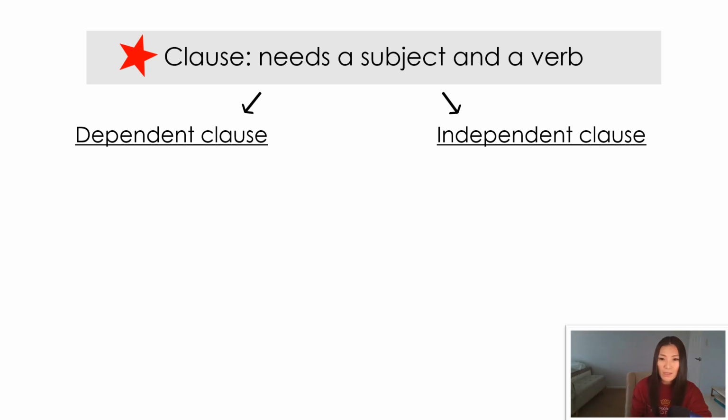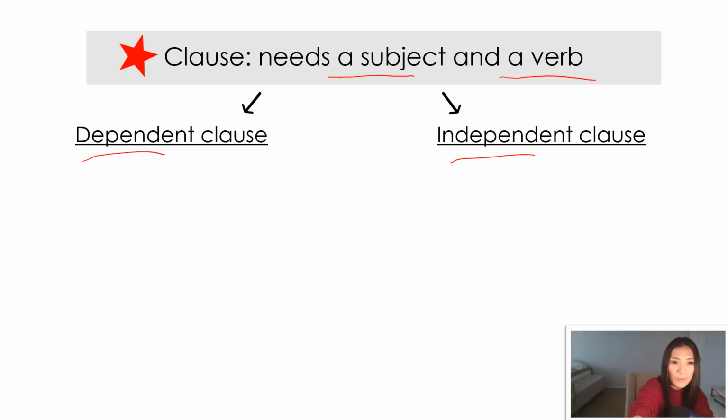Let's talk about the main word, clause. So a clause always needs a subject and a verb. That is the definition of a clause: subject and verb. We have 2 types of clauses, dependent and independent. If you look up the word dependent in the dictionary, it means that it relies on something else or somebody else. It can't stand by itself, right? That's what dependent means. So similarly, a dependent clause is going to be a clause, but it cannot be a full, complete sentence on its own.